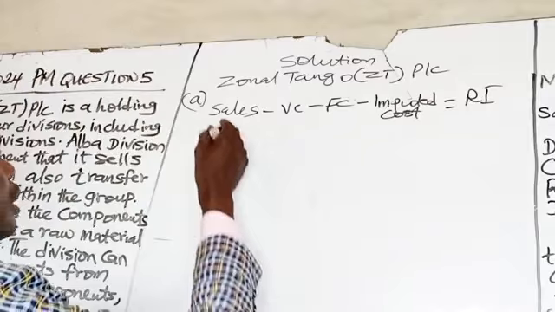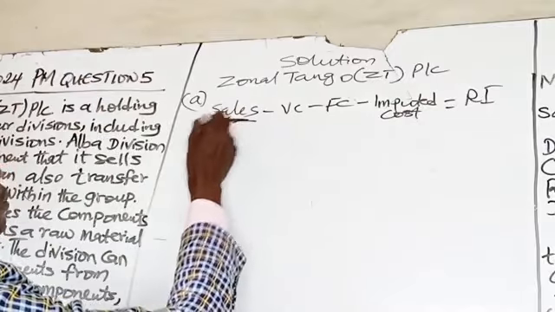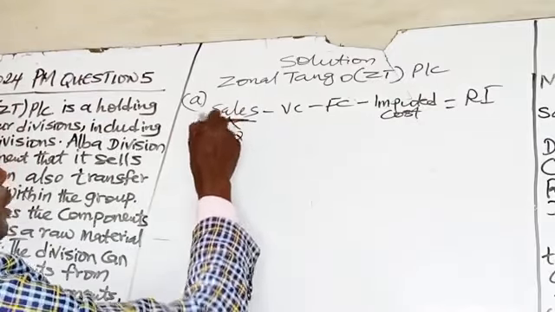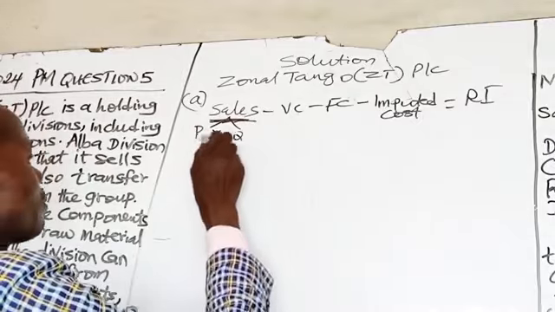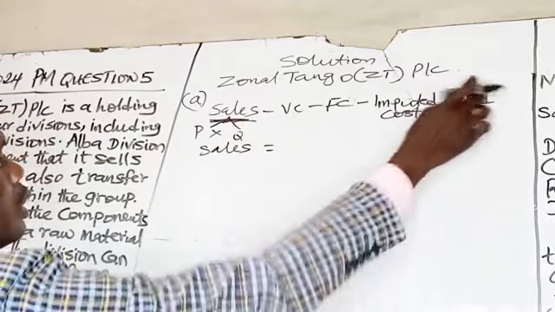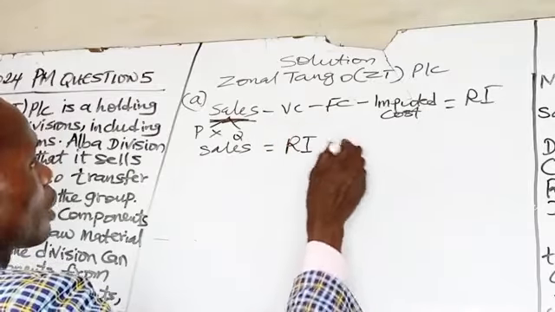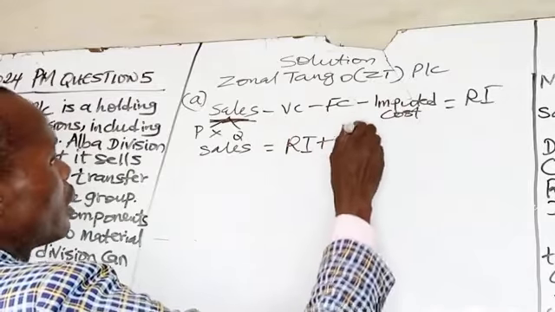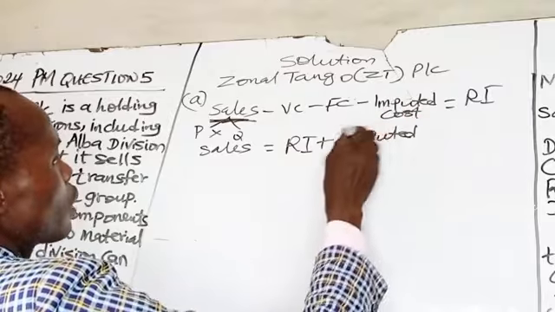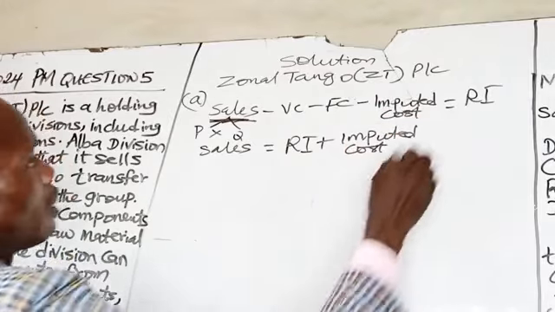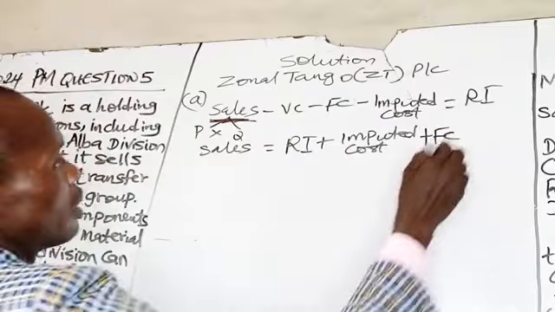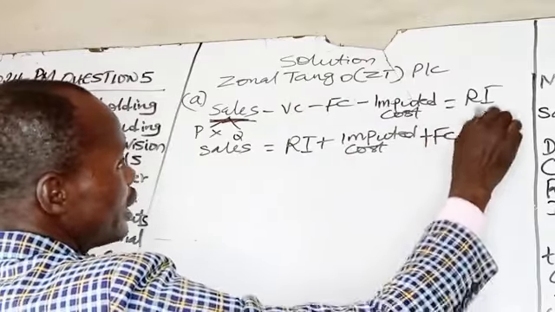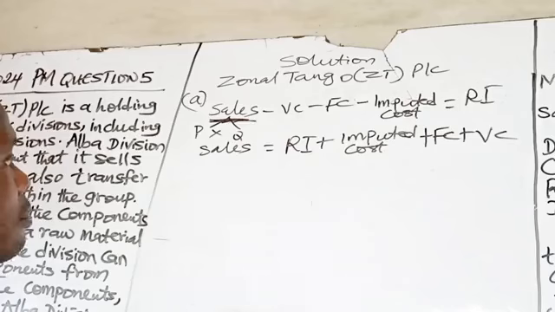So now your transfer price, since your sales revenue is price times quantity, the product of the two will give you the sales revenue. That means you make your sales revenue the subject of the formula. So your sales now will be equal to RI plus imputed cost or imputed interest, plus FC, fixed cost, plus VC. So this will give you the sales.